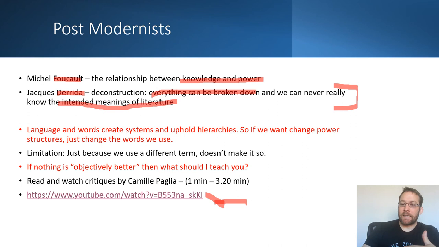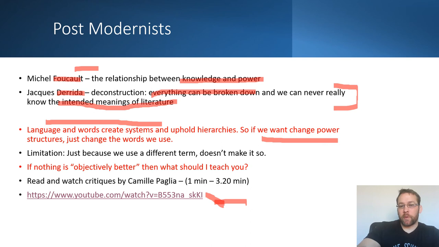Now, is language important? Yes. I'm not saying language is not important. Language is obviously important, right? And Michel Foucault points to this a lot, this idea that language is important. We should be cautious of the words we use. So language and words create systems and uphold hierarchy. So if we want to change power structure, we can just change the words we use.